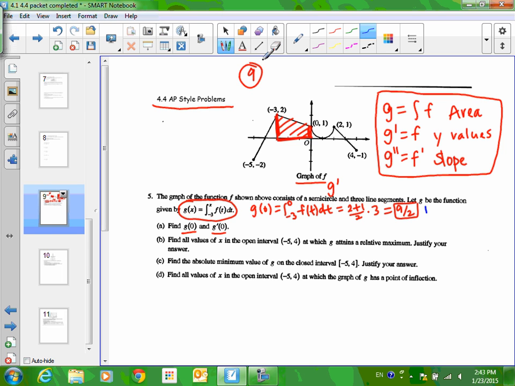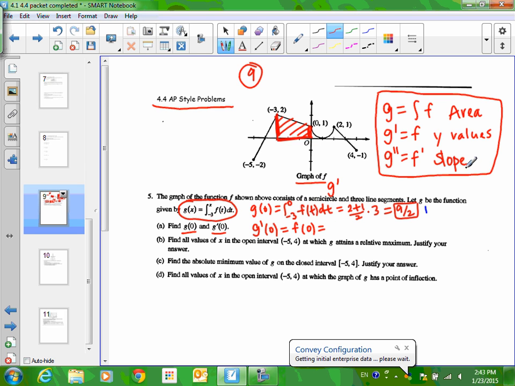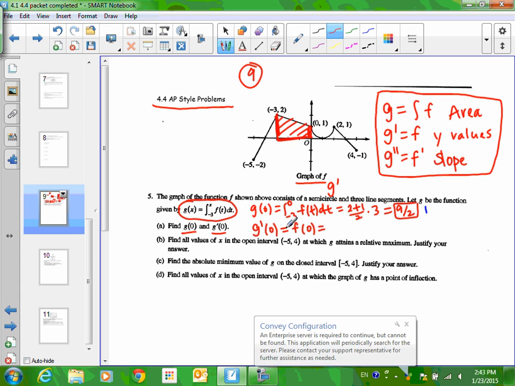Okay. All right, so let's do the next piece. So this was g prime of 0. So g prime of 0, if you look back up here at our legend, that's the same as f of 0. And which of these are we looking at in the graph? Area, y values, or slope? Y values.